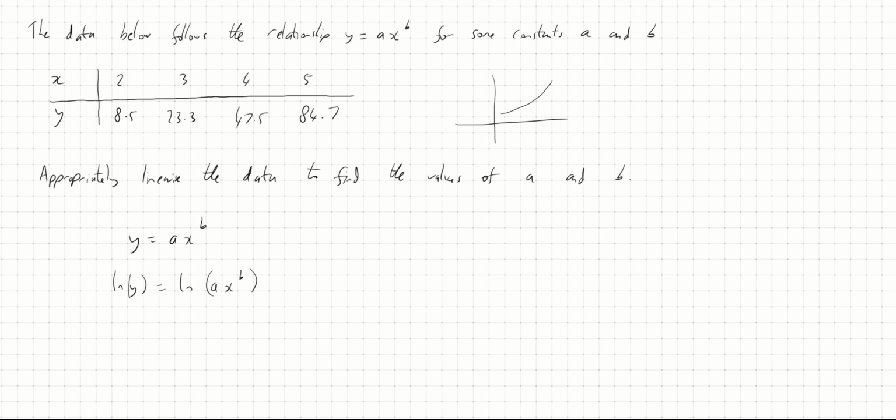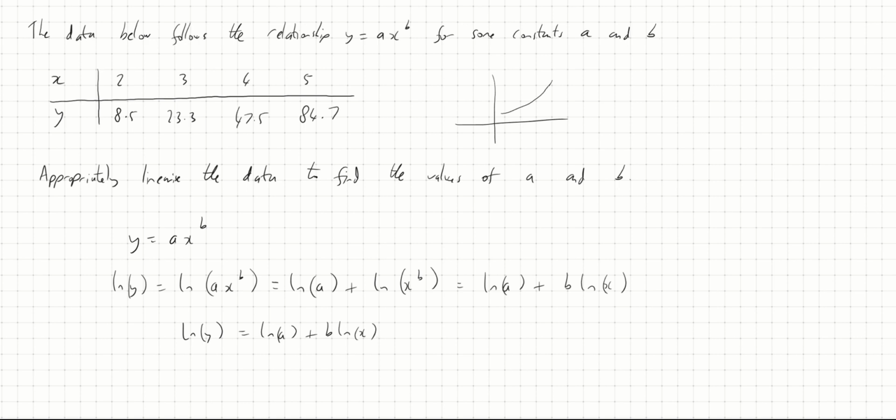And now we can use some log rules that we should be familiar with. Log of ax to the b, log of two things multiplied together, is the same as log of a plus log of x to the b. And we also know that log of x to the b, the power rule of logs, is just the same as b times the log of x. So this thing turns into log of a plus b times the log of x. So, just to write that down as one line, log of y equals log of a plus b log of x.